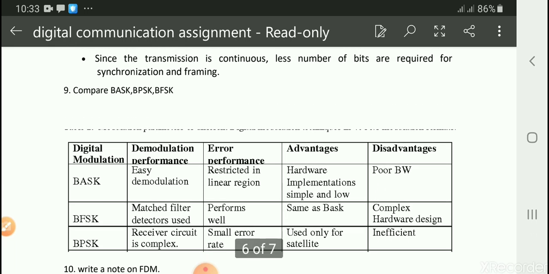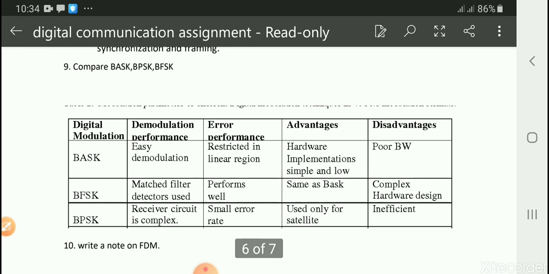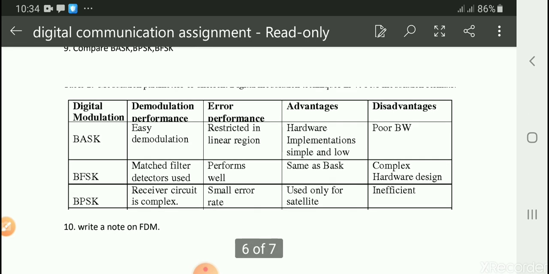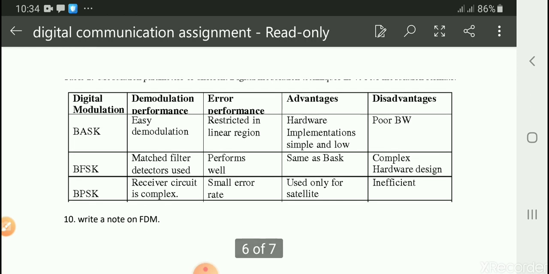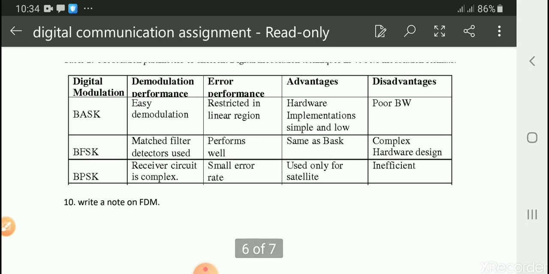Next question: compare BASK, BPSK and BFSK. Digital modulation: demodulation, performance, error performance, advantages, disadvantages. BASK: easy demodulation, restricted to linear region, hardware implementation simple and low cost, poor bandwidth. BFSK: matched filter detectors used, performs well, same as BASK, complex hardware design. BPSK: receiver circuit is complex.